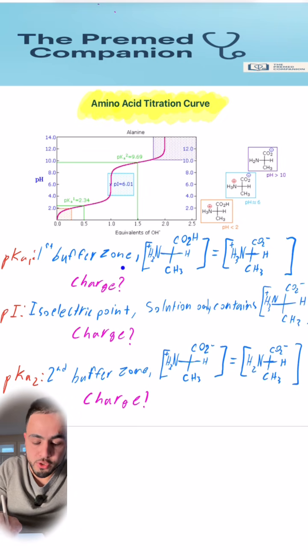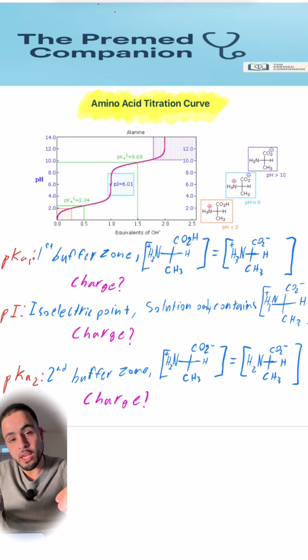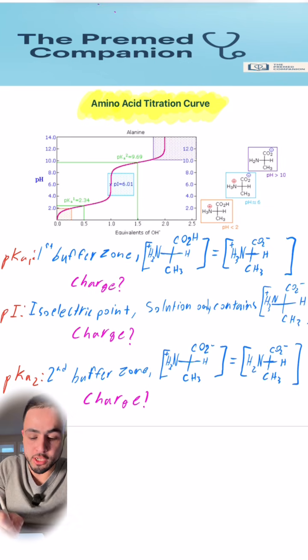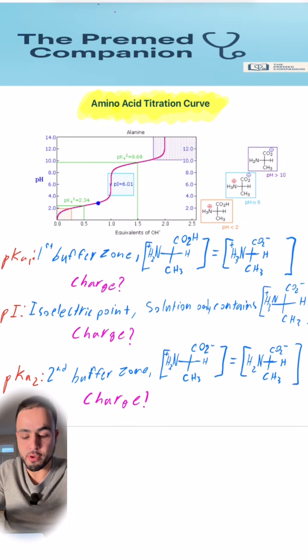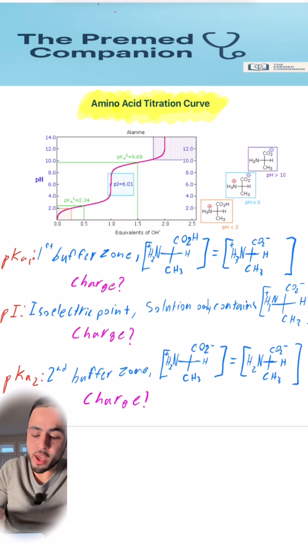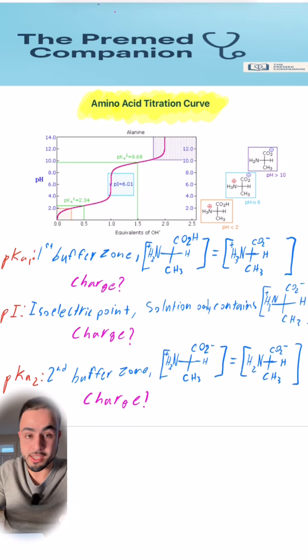So this is the first buffer zone. Notice a buffer zone means that you have resistance to changes in pH. So even though we're adding a base, OH, it's only increasing the pH very slowly, and that's because we have a buffer zone. At this first buffer zone, you have equal concentrations of this form and this form of alanine. You'll notice that the amino group is still protonated because it's very basic. However, the carboxylic acid group, as you start to increase the OH concentration, will start acting as an acid, thus donating a hydrogen atom and becoming the deprotonated form.